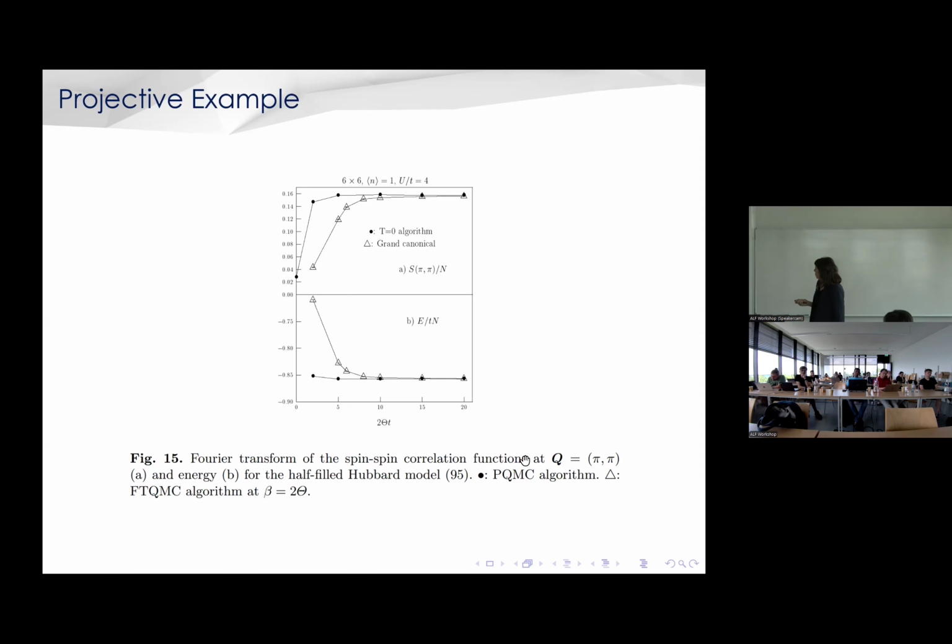This is an example from the documentation for the half-filled Hubbard model, comparing the PQMC, the projector algorithm, versus the finite temperature QMC algorithm for basically the equivalent amount of imaginary time evolution. One can see that the black data is the T equals 0 algorithm. So you can reach the zero temperature physics faster, with less of this theta than you would need for finite temperature. That's something that's nice about it.